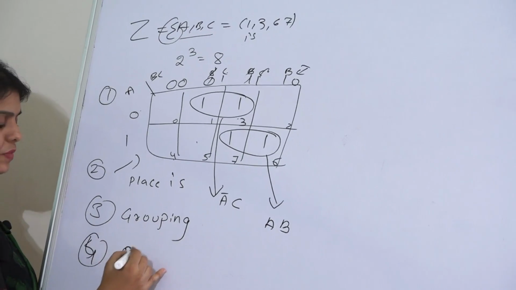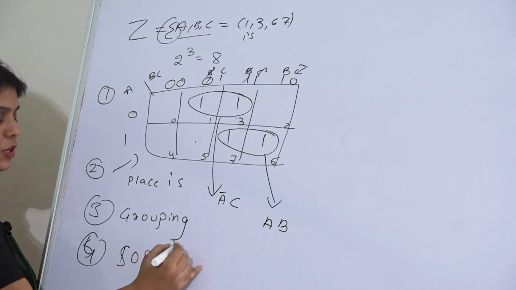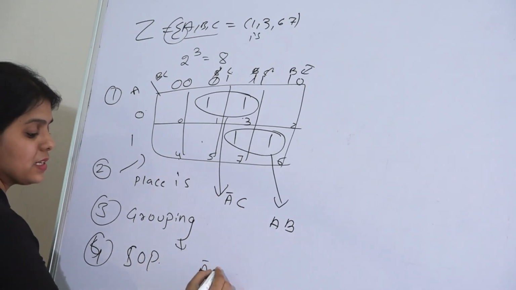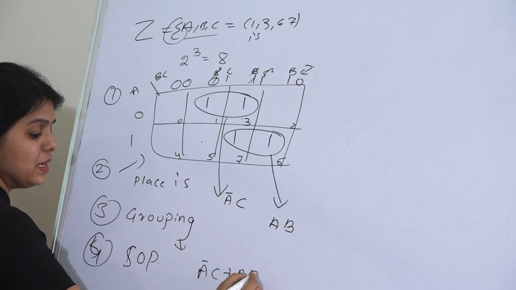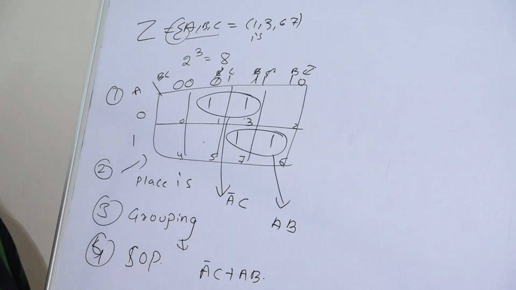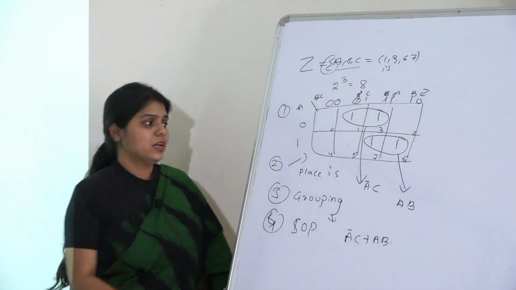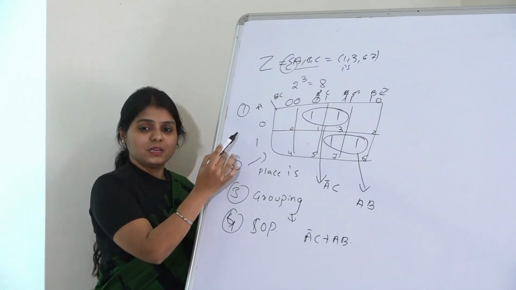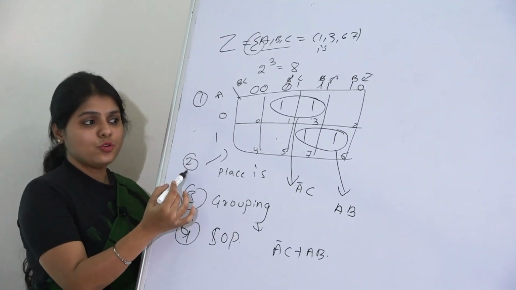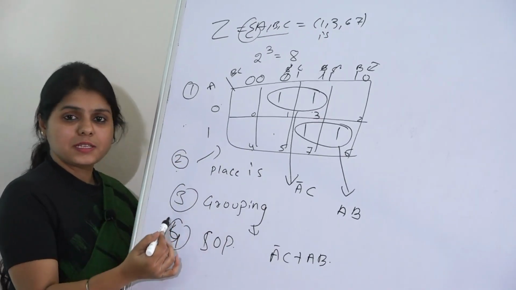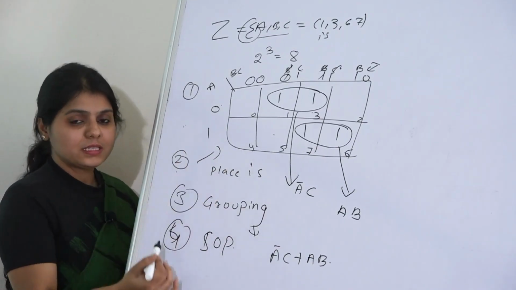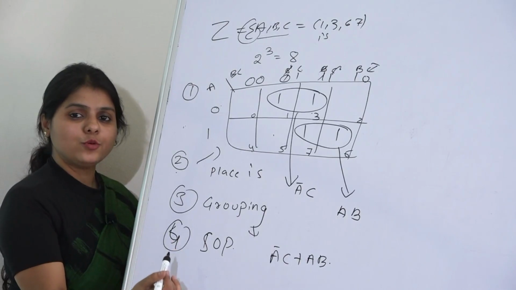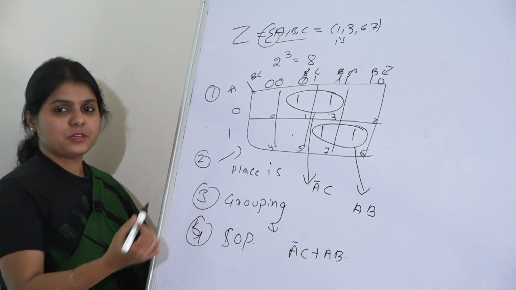I will form the SOP equation from the groupings, that is A bar C plus AB. That is your reduced expression. Okay, so step 1, the number of cells. Step 2, place the number of min terms. Step 3, perform the grouping. Step 4, get the reduced Boolean function with that particular thing.